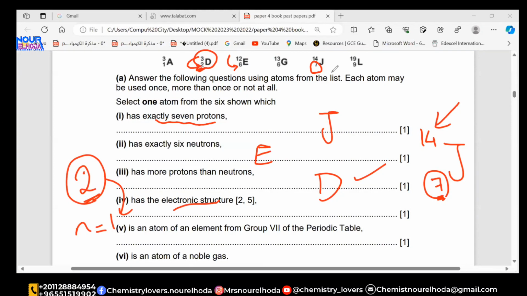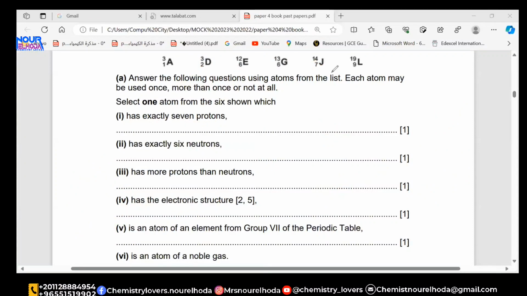Which one is going to have the electronic structure 2 and 5? What do you think? Which one? J. Correct. Let's see, what do I mean by the word electronic structure?